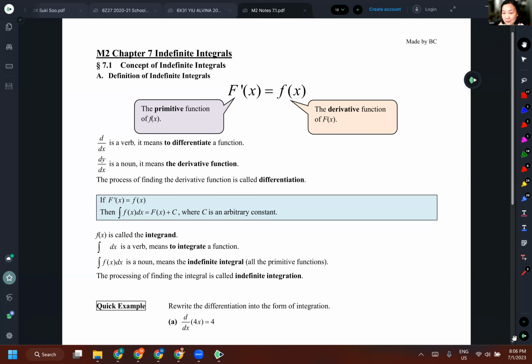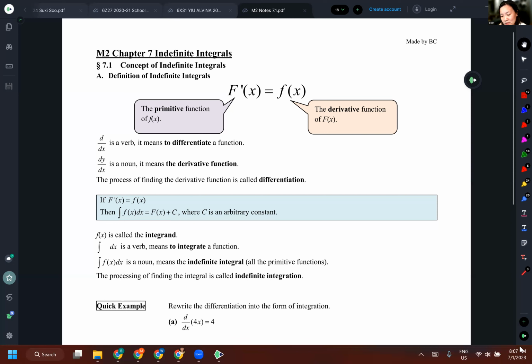Chapter 7. Starting from chapter 7, we are entering the realm of integration now. If the previous book is mainly focused on differentiation, and that is the end. After the application, that's the end. At school, I will still use a few lessons to practice with you. But with the extra lesson, I think we should carry on with the learning.